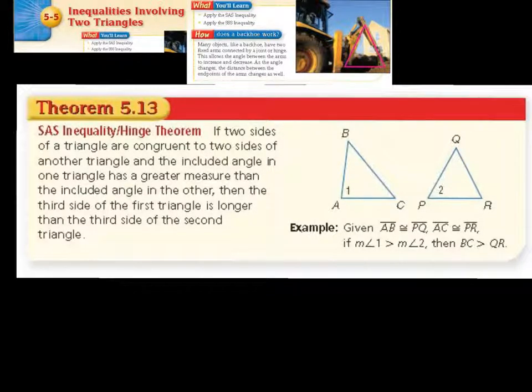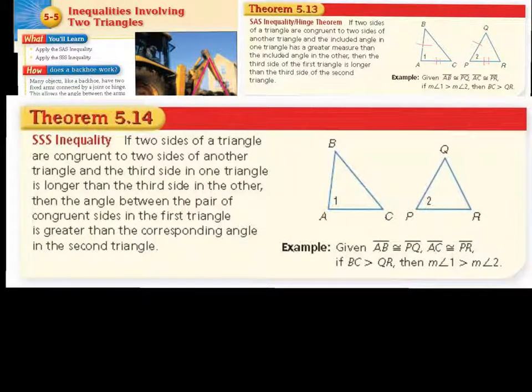So in this example, AB is congruent to PQ, and AC is congruent to PR. If the measure of angle 1 is greater than the measure of angle 2, then BC must be greater in length than QR. Theorem 5.14 is a side inequality theorem.